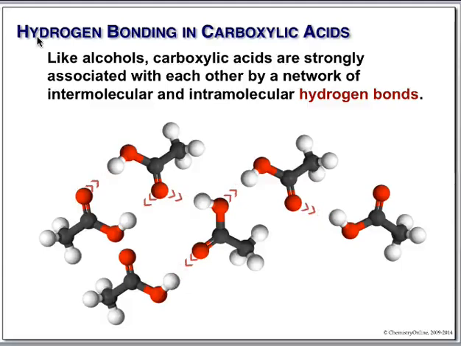It also means that the infrared spectrum of carboxylic acids is going to be dominated by a very broad OH stretch. We'll see that in a little bit. Again, that arises because of the hydrogen bonding.